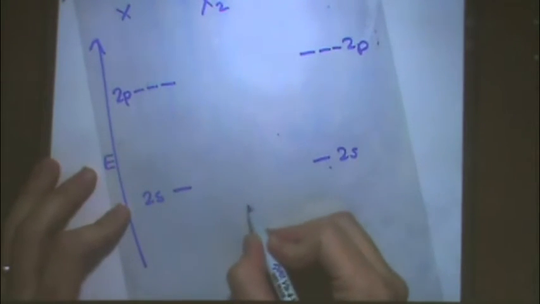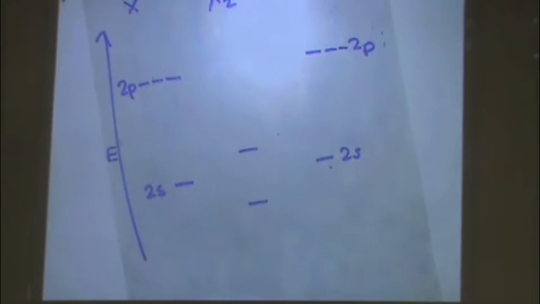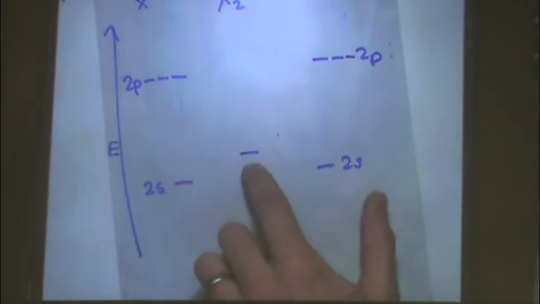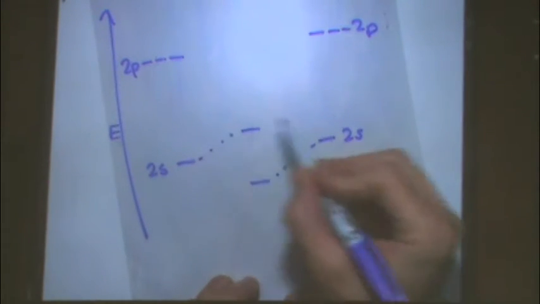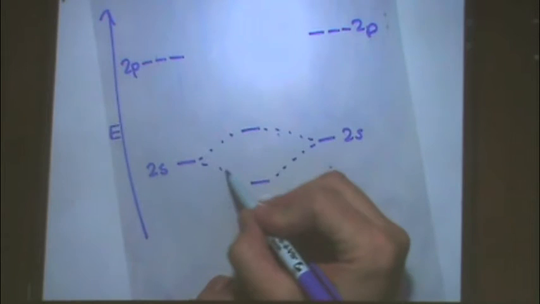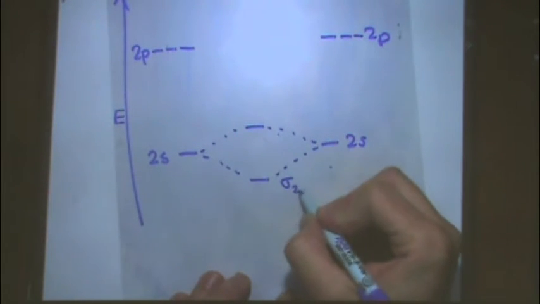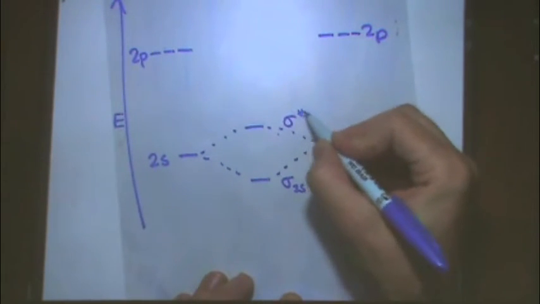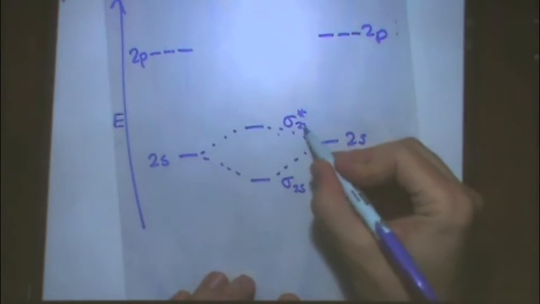For the 2S, remember the main concept: every bond has 2 parts, the lower energy bonding and the higher energy anti-bonding. We connect these with dots to make it look beautiful. The lower energy would be a sigma 2S because it came from 2S. The higher one is a sigma star, star meaning the anti-bonding or the higher energy, 2S.